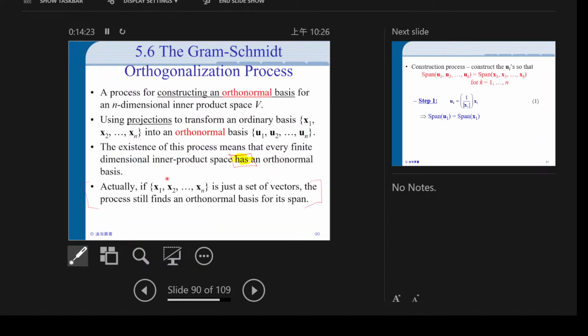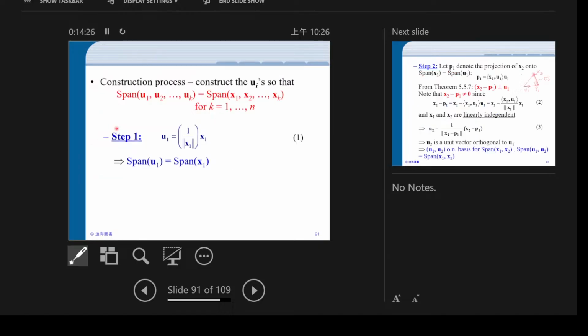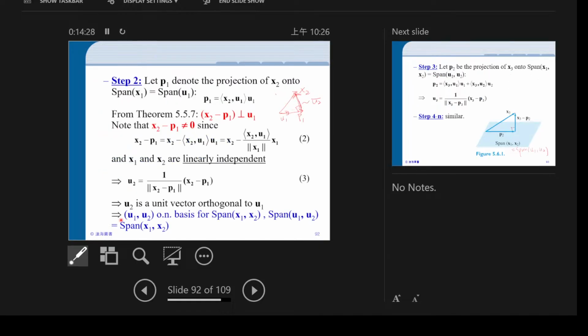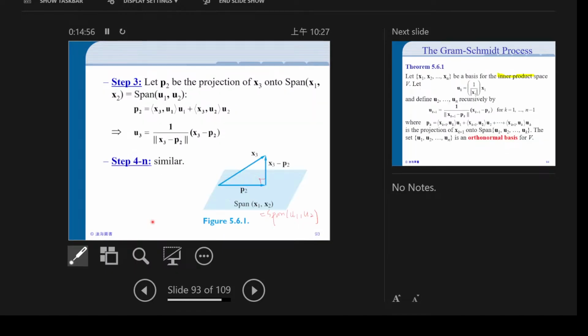So once again, we use that all those x form a basis, so that we can find a non-trivial u2 bar, which is x2 minus P1. And once again, we normalize it, and we get u2. Okay. And so we find the basis for the span of x1, x2. So we have u1, u2 is also an orthonormal basis for the span of x1, x2.